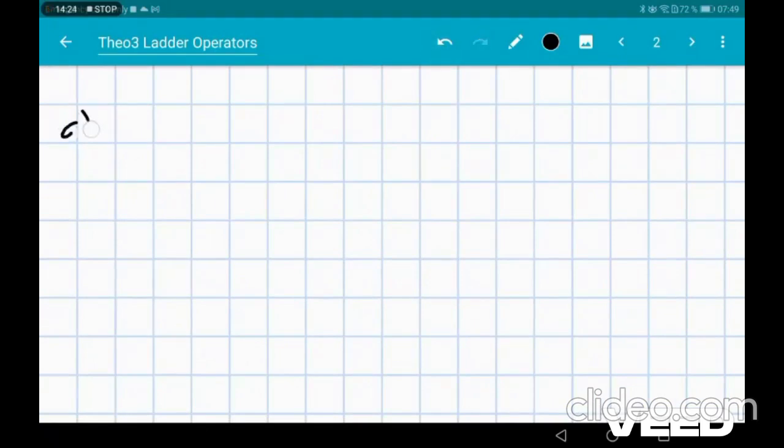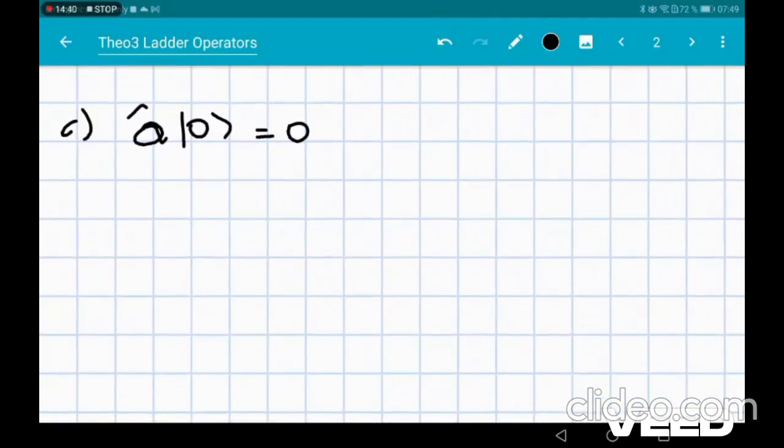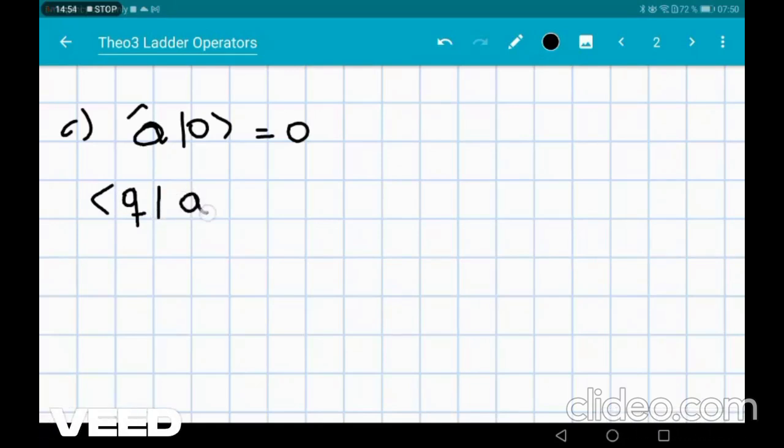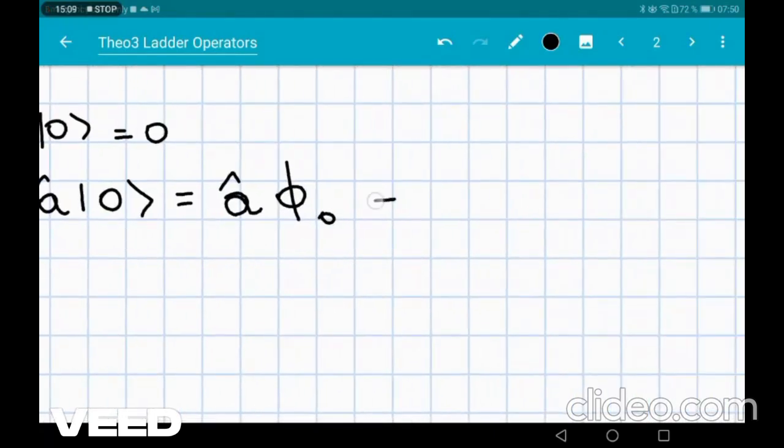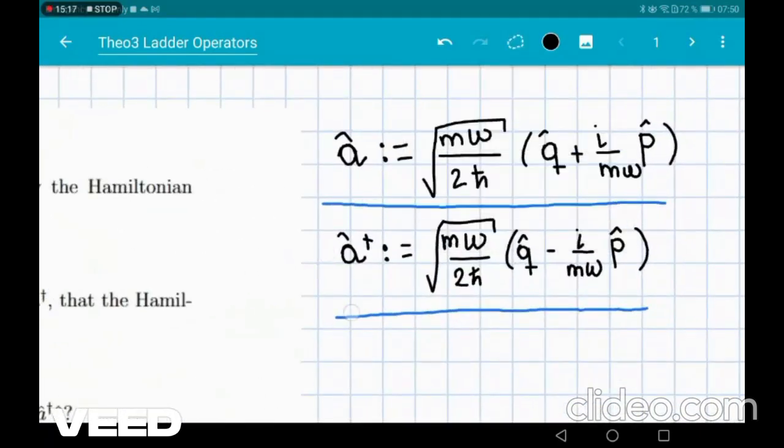seeing what we know by now. We have the operator A working on 0, the 0th state, and that's giving us 0. So we want to find the position expression of the wave function, which is phi 0. And we're doing that by basically projecting the position vector onto this state. And we know that this is 0 because that's given in the problem, so that's just the operator of phi 0 is just 1. And we know that the operator is given as such.